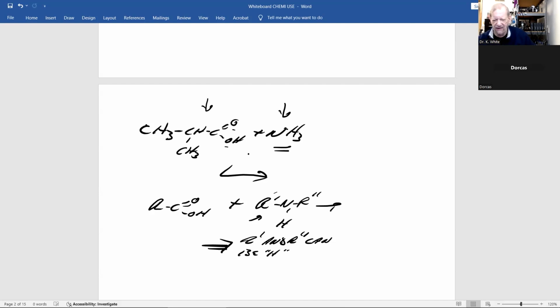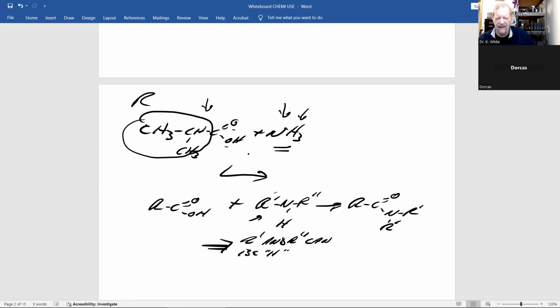And what do we get? An amide. Now here I have R, and here R prime and R double prime are hydrogen. So I have my carbonyl carbon, keep an eye on that. That's where the fun is. It stays a carbonyl carbon. My R group, which in this case is an isopropyl group.